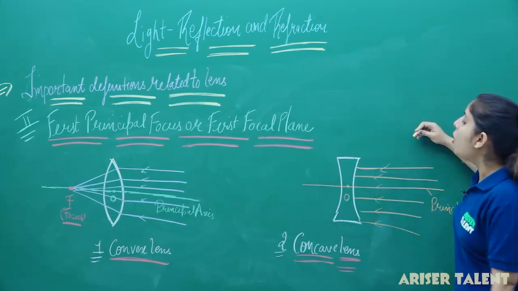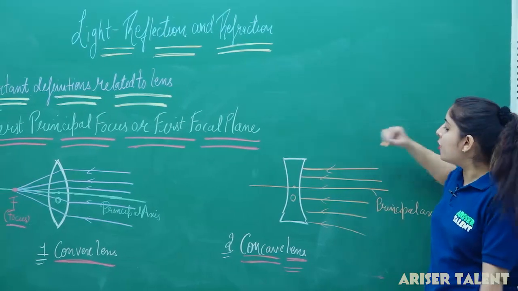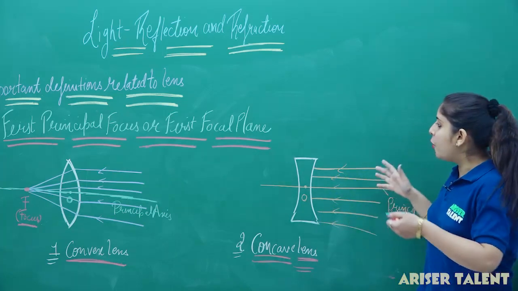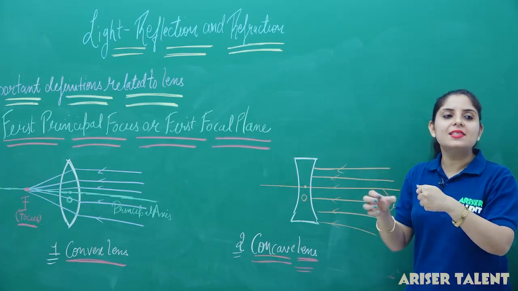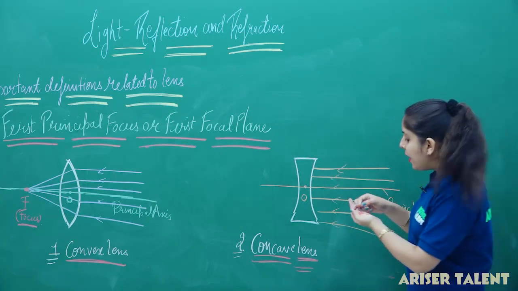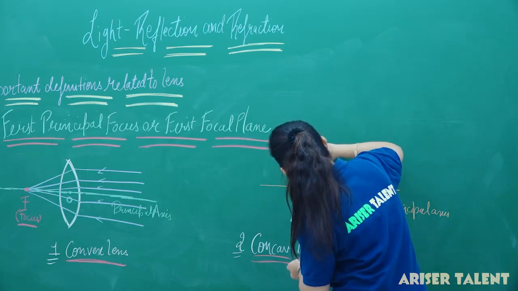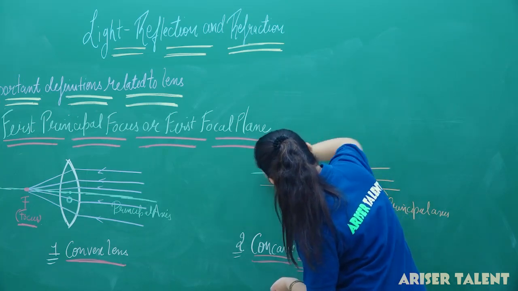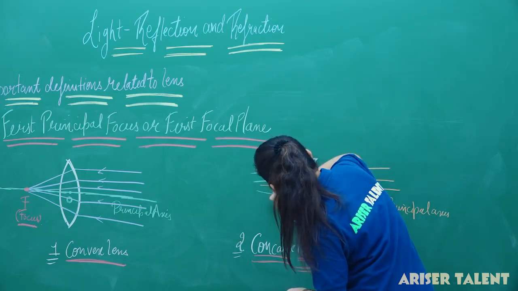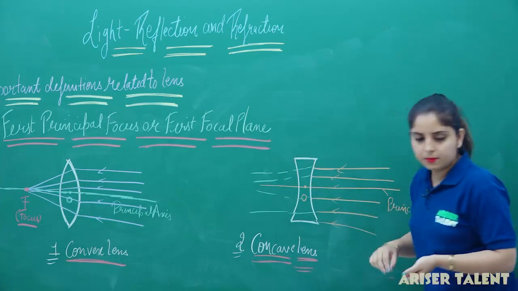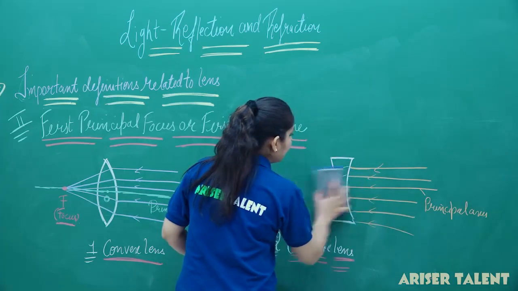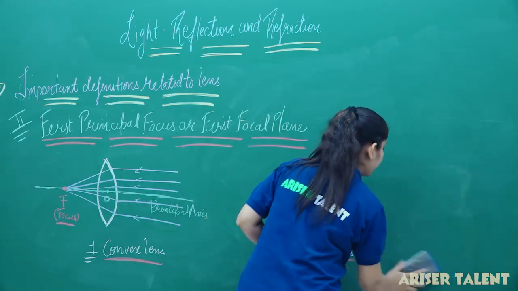Now, when a ray of light is incident on this concave lens, we know that concave lenses are diverging lenses. So, they are not going to converge the light rays at a single point. In fact, they are going to diverge all light rays. So, what will happen in this case? In this case, you can see that there will be the divergence of the light rays. So, in case of concave lens, let's draw it again.